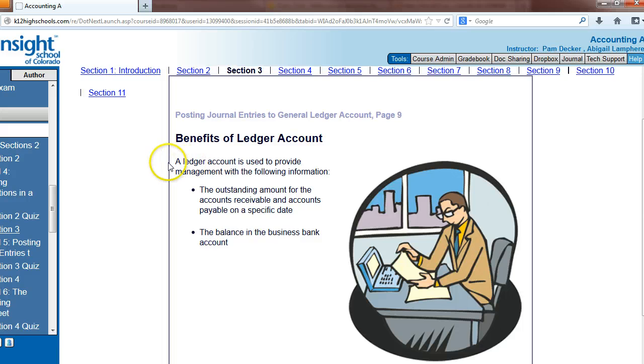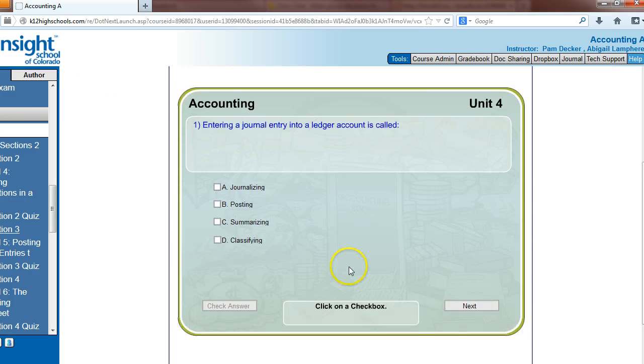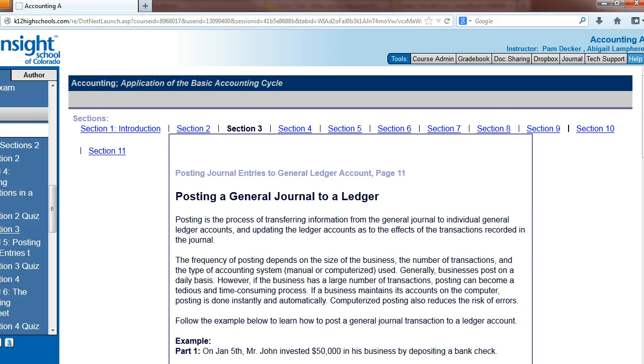Okay, so why do we post entries to the ledger? Well, a ledger account is used to provide management with the following information: the outstanding amount for accounts receivable or accounts payable on a specific date, and the balance in the bank account. So like we showed you, it gives us an up-to-date balance of what each of our accounts is. At the end of the month, we can look at all of our accounts payable together and see what we still owe. Or we can look at all of our accounts receivable together and see who's missing payment to us. So again, it's kind of like a summary of the balances of each of those accounts.